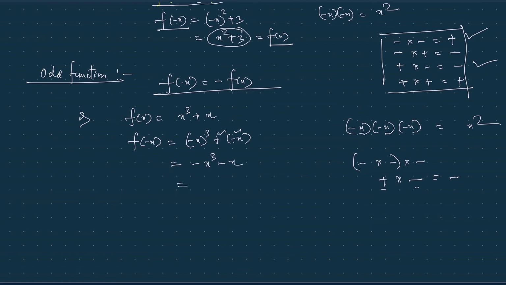Now if you take the common minus, it is minus of x cube plus x. But what is x cube plus x? This is nothing but the original function. So this is equal to minus f of x. So we have found f of minus x is equal to minus f of x. Okay. So this kind of function is known as an odd function.